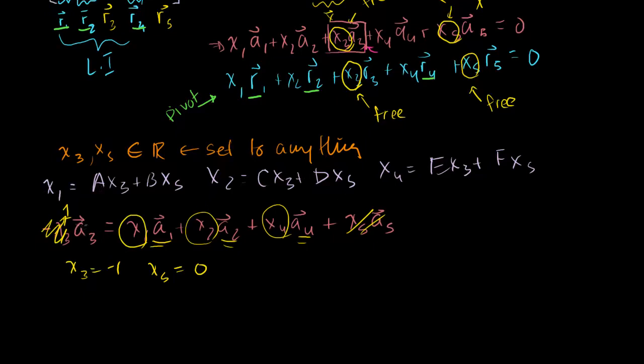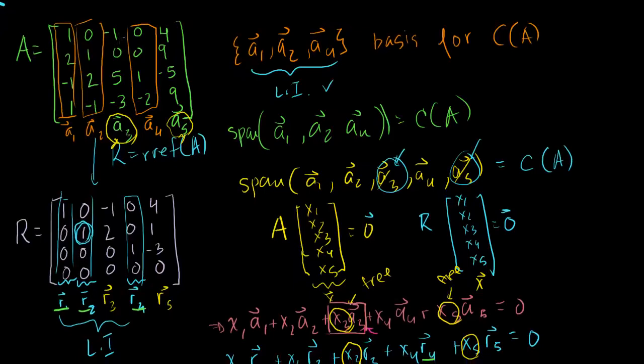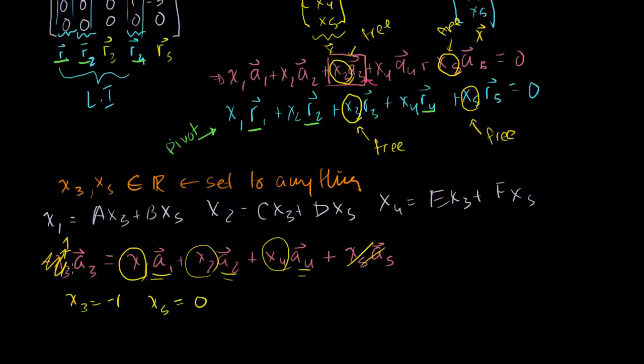You can always express the vectors that are associated with the non-pivot columns as linear combinations of the vectors that are associated with the pivot columns. What I just did for a3, you could just as easily have done for a5 by subtracting this term from both sides of the equation, setting x5 to negative 1 and setting x3 to 0 so that the x3 term disappears, and you could run the same exact argument.